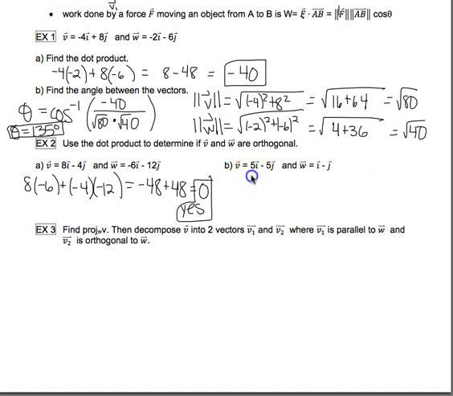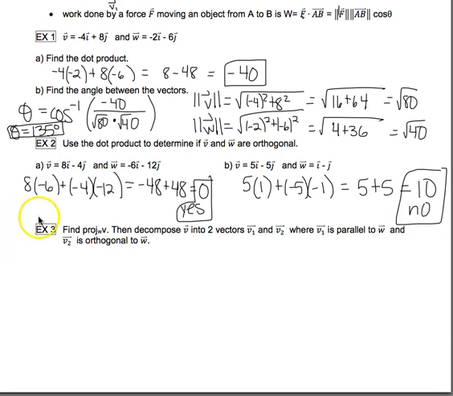Over here, I'm going to have 5 times, this is just a plain i, so that means its a value is 1, and then plus negative 5, negative 1. So that gives us 5 plus 5, which is 10. So this one would be a no.